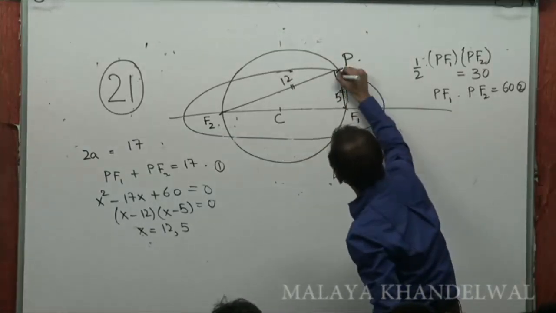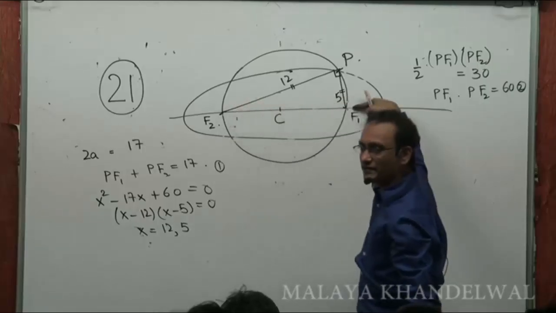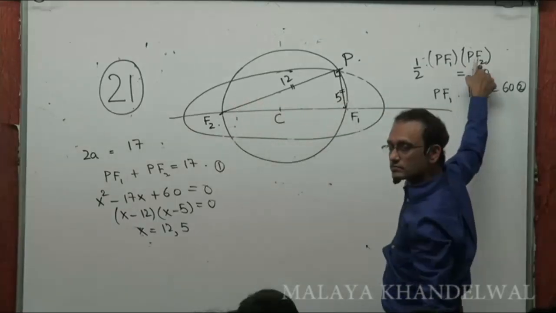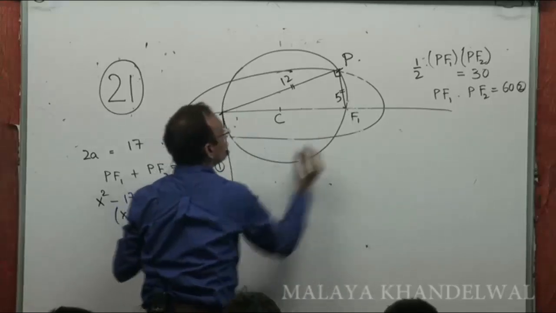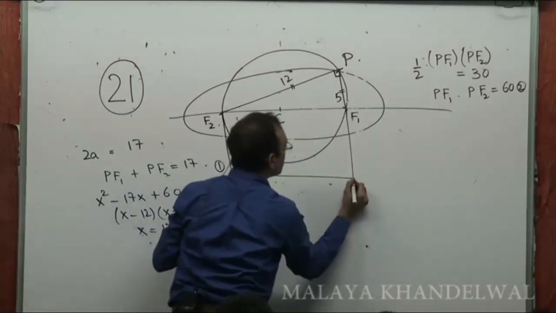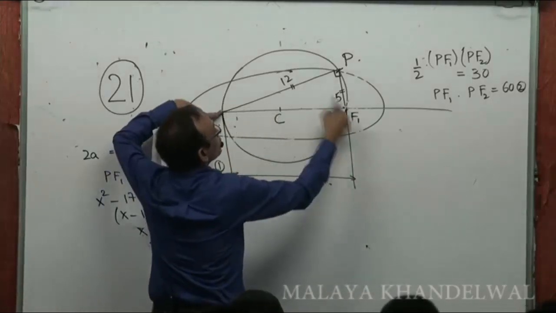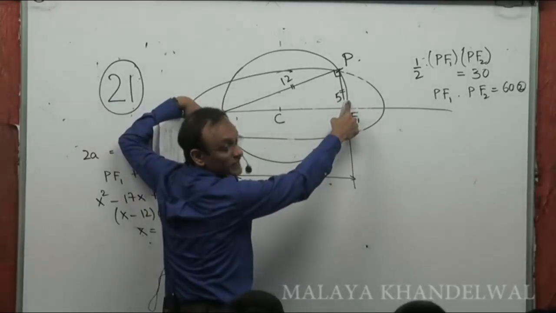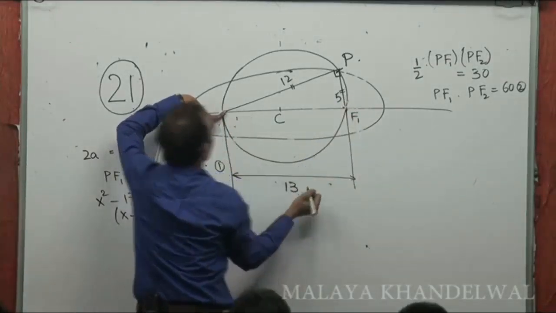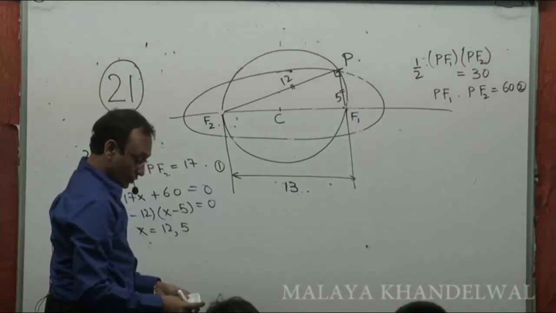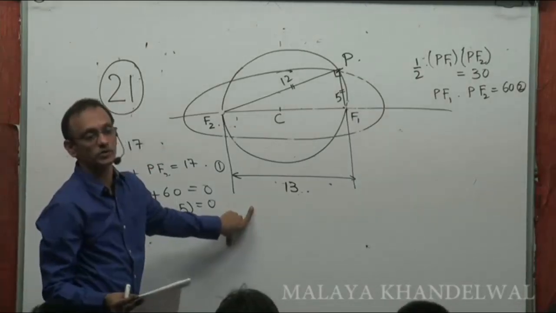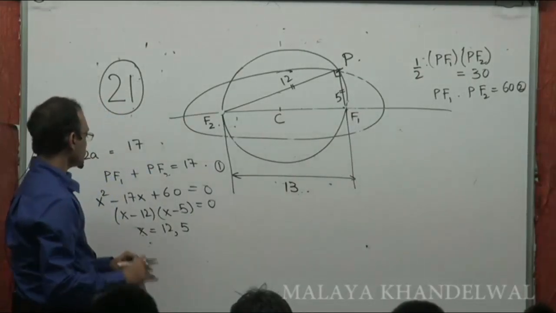And by the way, this is 90 degrees. Why? Because this is a diameter. That's why I could take this. So the distance between the two foci therefore would be 13, isn't it? 12 squared plus 5 squared is 13 squared. So the distance between the two foci is 13.